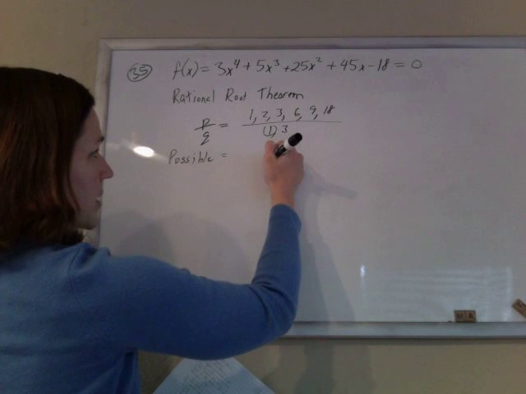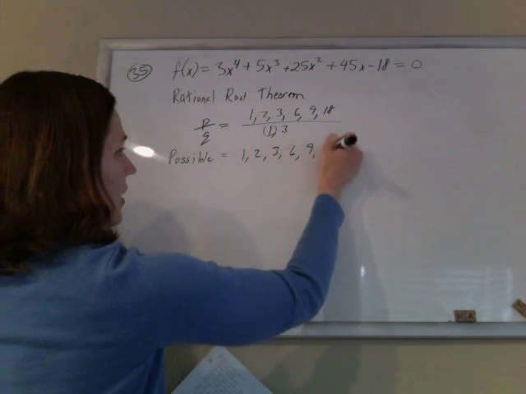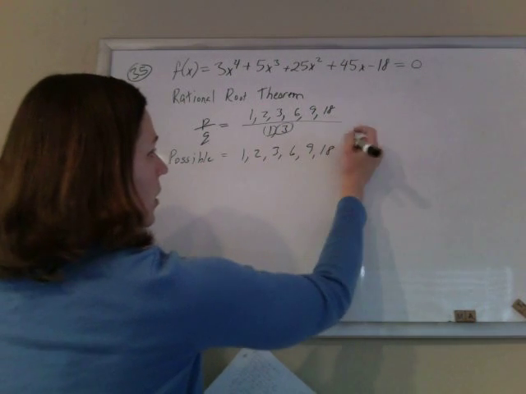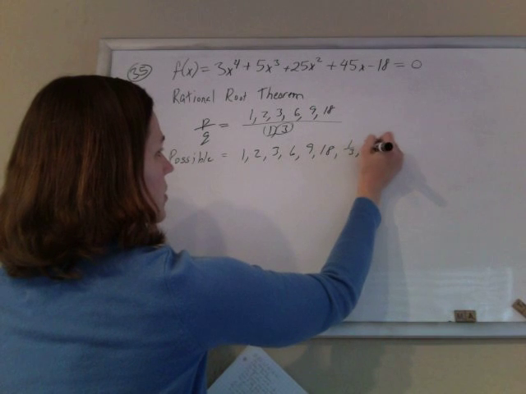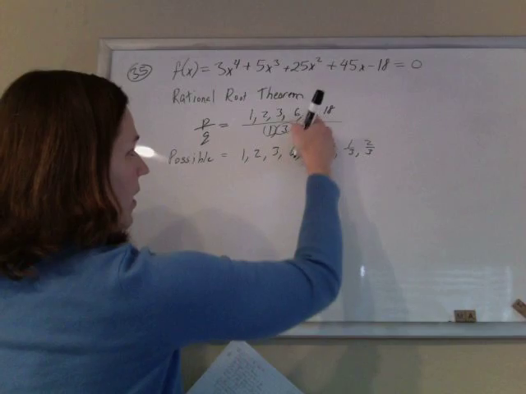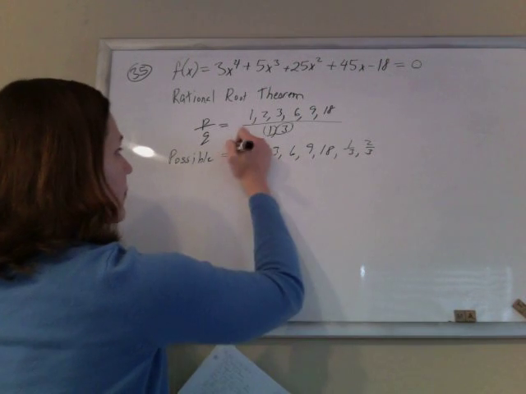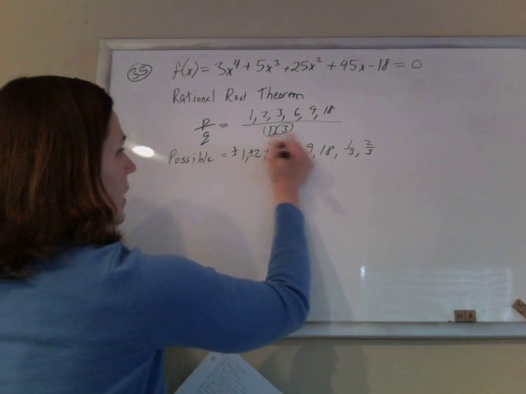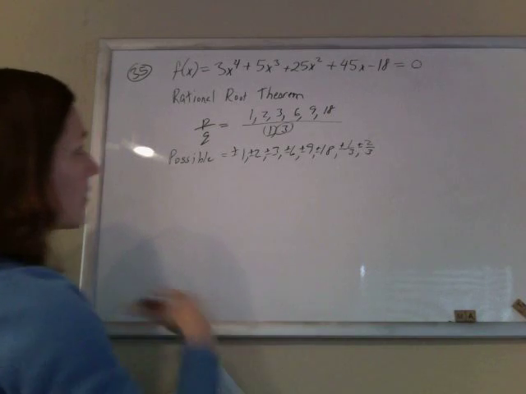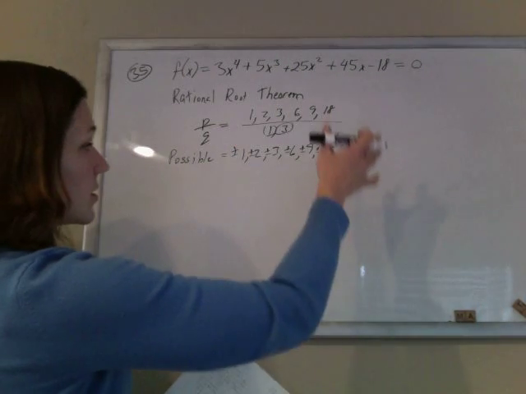If I choose a 1 as my denominator, I'll have 1, 2, 3, 6, 9, and 18. If I choose a 3 as my denominator, I'll have 1/3, 2/3, 3/3 is 1, I already have that. 6/3 is 2, I already have that. 9/3 is 3, got it. 18/3 is 6, got them all. And I can have plus or minus of any of these. So I've whittled down the possibility of an infinite number of rational roots to these.